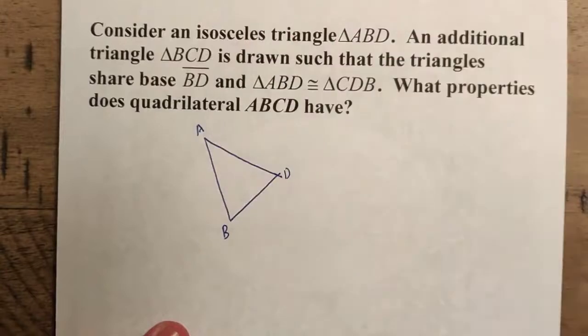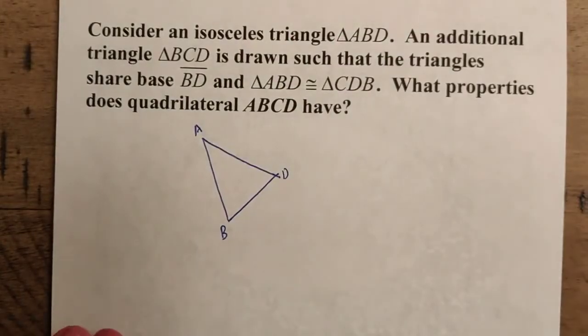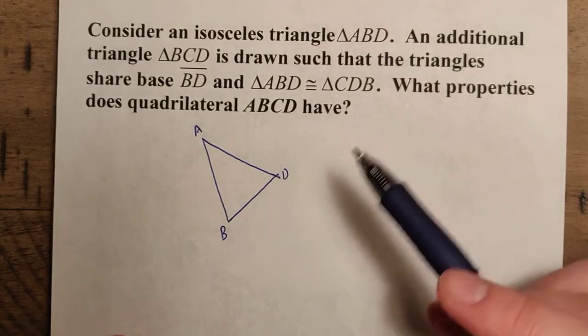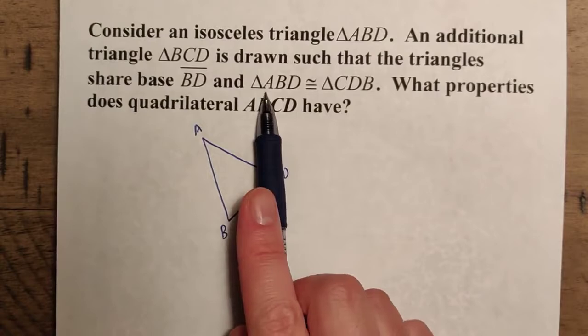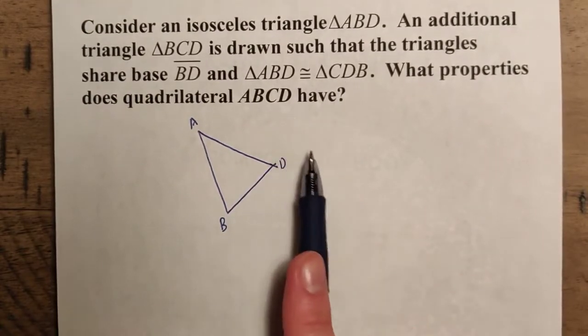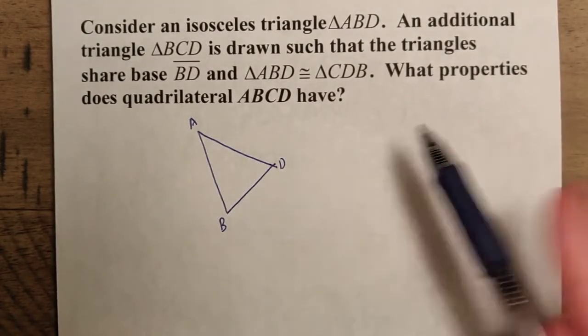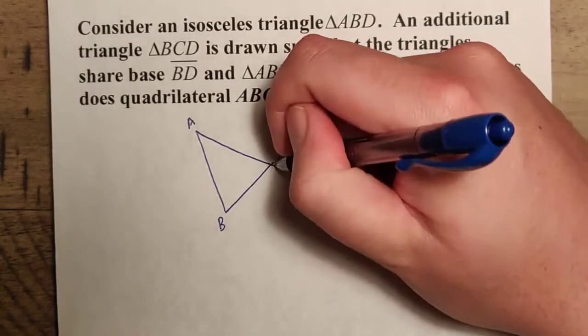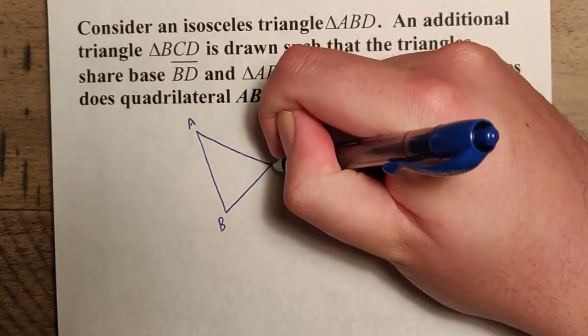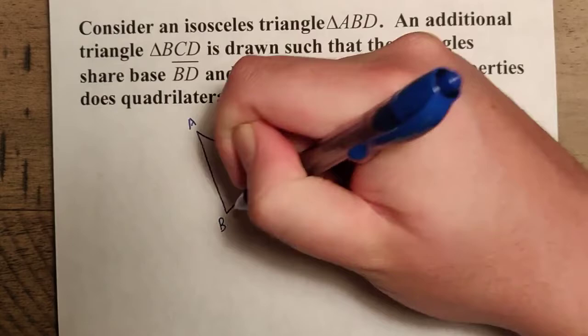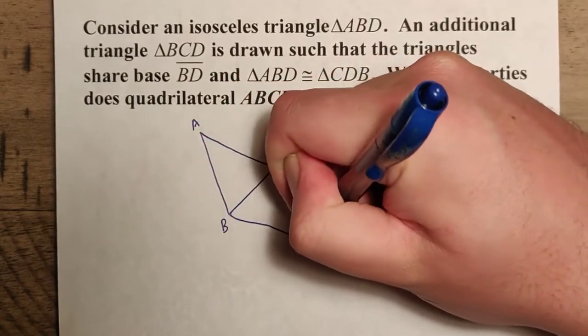Here's A, okay? We're going to draw an additional triangle. They share base BD, and CDB should be congruent to ABD here. Okay, so the biggest clue here is to note that we have this sort of congruence. So C should correspond with A, D with B, and B with D. So it's going to go in the opposite direction like this. So the only way we can really do something like that is by putting this in here. Okay.